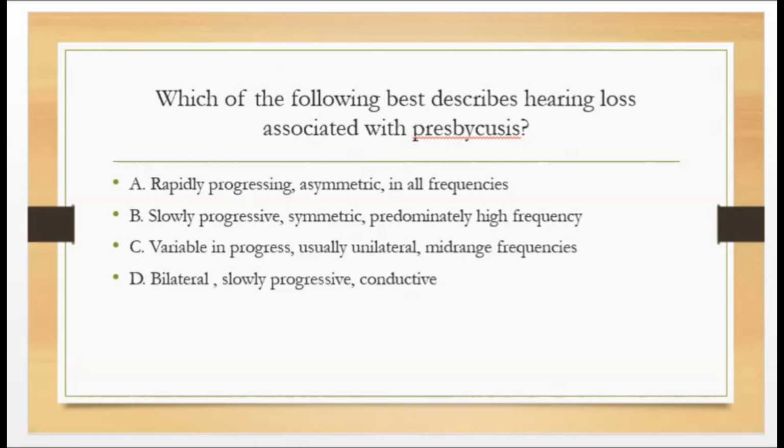If you choose B, you are correct. Never choose anything conductive for presbycusis. Meniere's disease, medication toxicity, all those things you cannot see are sensorineural. Things you can see are conductive. I just finished saying it. So the answer is B.